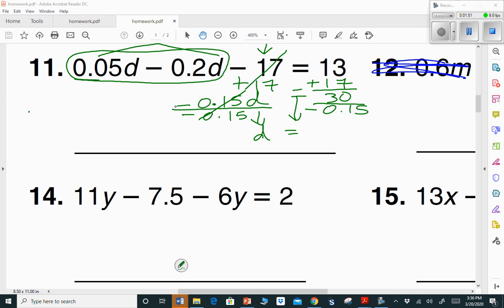30 divided by negative 0.15 equals negative 200. Don't forget that negative. I don't like that negative sort of got lost in there, so I'm just going to rewrite that. D equals negative 200. And that was negative 0.15 there. Okay, so don't let the decimals bother you too much. Use your calculator if you're not sure about the computation. That's fine.